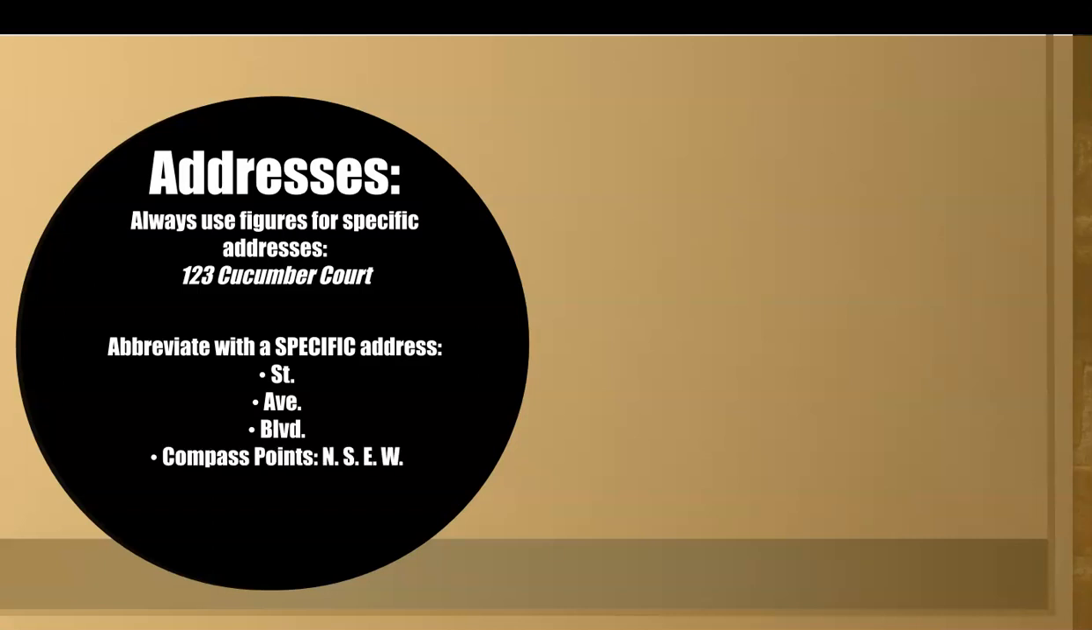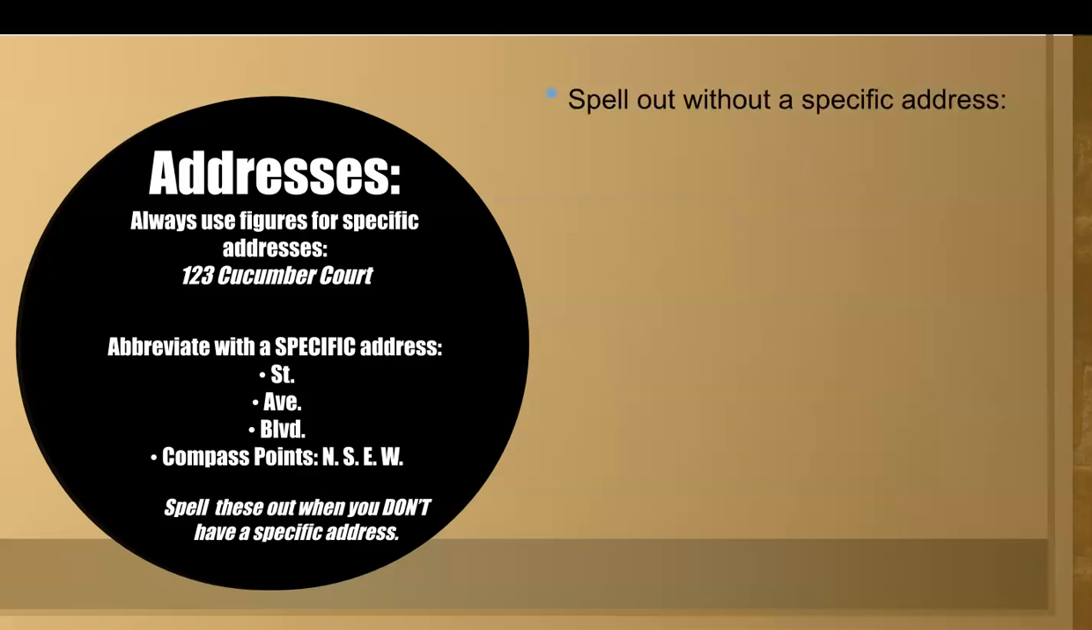And then compass points with a specific address. When we talk about a general street name, we're going to spell everything out. But when I'm going to take you to a specific place, then I'm going to abbreviate these. These are the most common in addresses. In a small town, you're not going to have a lot of north, south, east, west type streets. But when you get into a bigger city, you're going to run into that a little bit more. Again, without a specific address, I'm going to spell everything out.